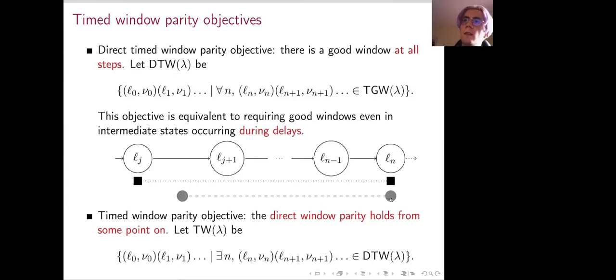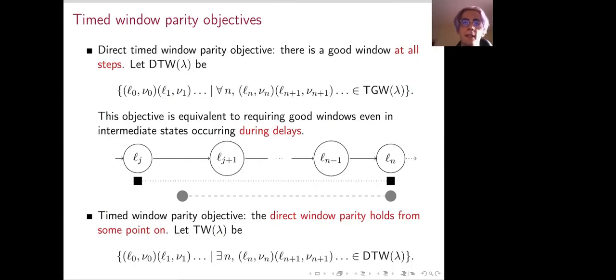at step n. The first reason is that we see the same priorities in these two windows, and if the window opened in step j closes in strictly less than lambda time units, then the window opened during the delay, because it is smaller, will also contain less than lambda time units. From the direct time window parity objective, we can define the time window parity objective that requires the direct objective to hold from some point on. And thus, formally we will define it as the set of sequences of states that have a suffix that satisfies the direct objective.